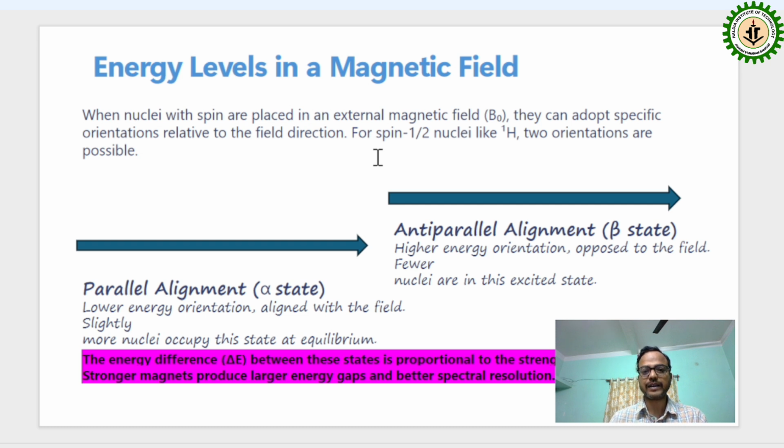Energy level in a magnetic field: when a nucleus with a spin is placed in the external magnetic field, B0, as I have told you, it adopts a specific orientation. The alpha state is parallel to the field and is a lower energy state, and the anti-parallel state, which has a magnetic field opposite to the large bar magnet, is called the beta state, the higher energy state. Now more nuclei occupy the alpha state and some nuclei occupy the anti-parallel state. The energy difference delta E between these states is proportional to the strength of the magnetic field, and a stronger magnet produces larger energy gaps, giving better spectral resolution.